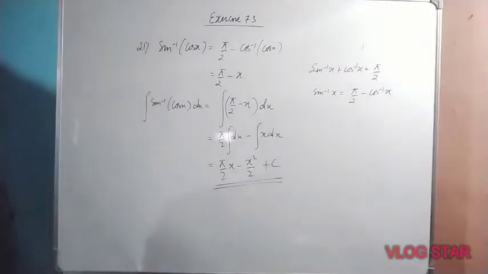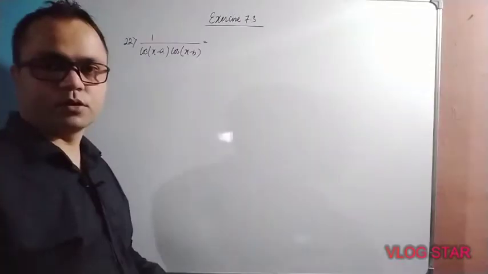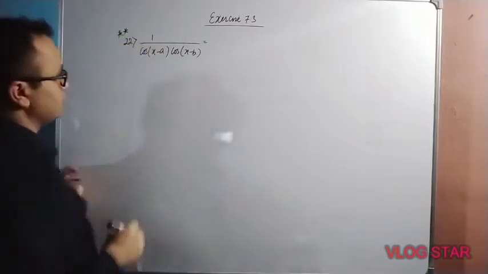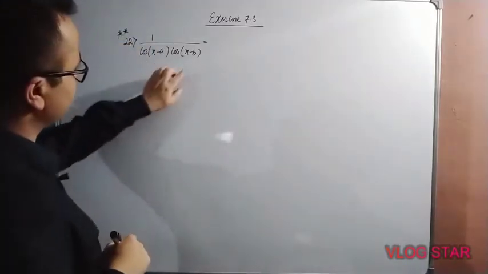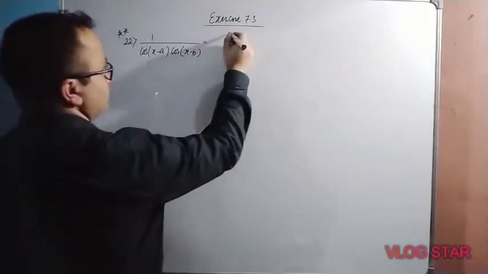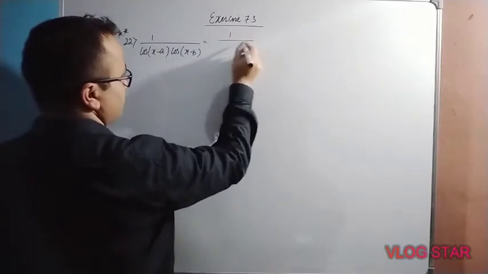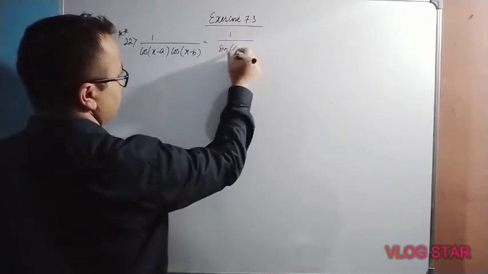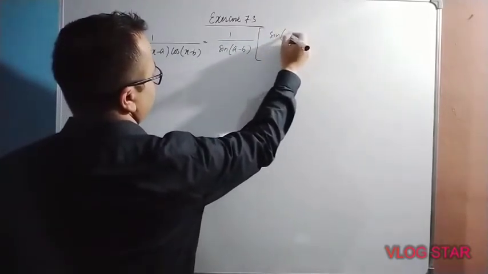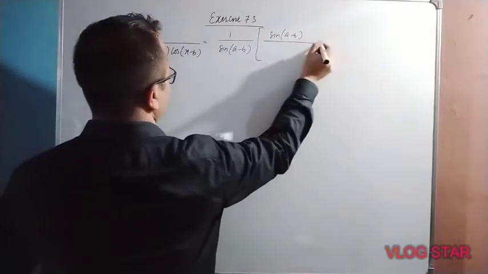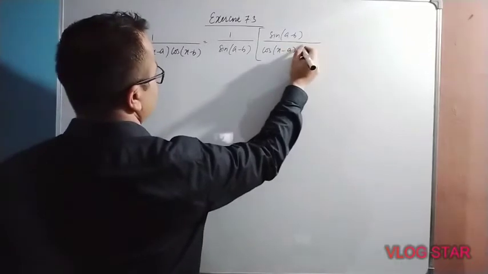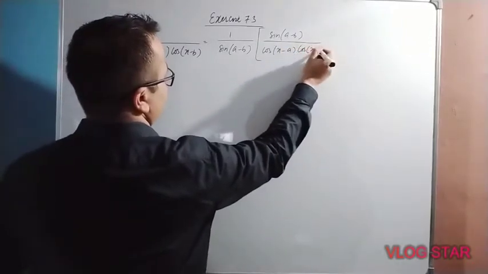Now move to question number 22. It is a very important question. Now it is not in standard form. First we have to make it into standard form. So we first balance 1 by sine a minus b. Now inside the bracket we have sine a minus b divided by cos x minus a cos x minus b.